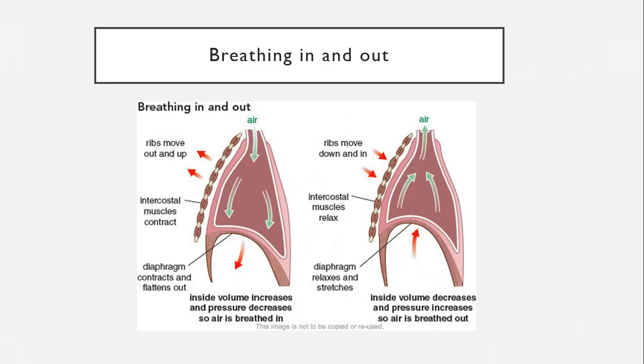Okay, today we are going to talk about breathing in and out. In the previous lesson, we talked about how gases diffuse across the wall of the alveolus and how the alveolus is adapted for this diffusion. And also we talked about some functions of some organs of the respiratory system. And now we are going to talk about the process of breathing in and out. This process actually is illustrated in your book, page 147.